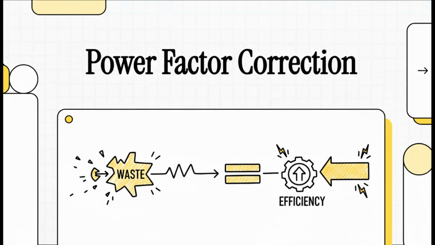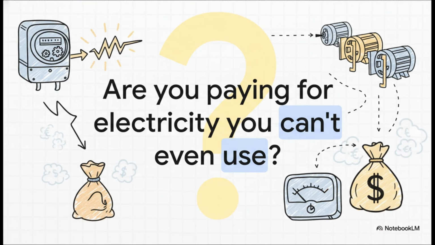Today we are going to tackle a super important topic in any electrical system, power factor correction. We're going to break down how you can turn hidden electrical waste into some serious efficiency. But first, let me ask you a quick question. Are you literally paying for electricity that does absolutely no useful work for you? Because if your facility has a low power factor, well, that's exactly what's happening. And it's probably costing you a whole lot of money.